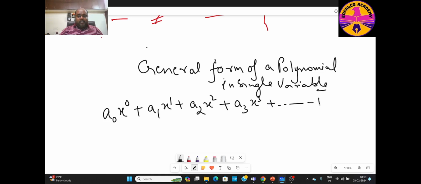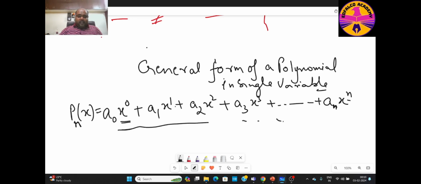Similarly, we can keep on doing this till an, which is again a constant number, x to the power n. So this is the polynomial of x of degree n, right? As you understand, degree n will have n plus 1 terms. You can see that there are n plus 1 terms starting from x to the power 0, going all the way through 1, 2, 3, till n. So there are indeed n plus 1 terms associated here.